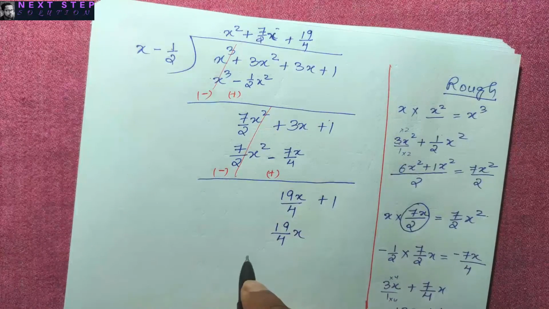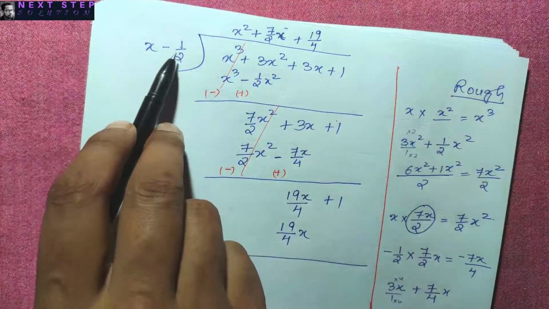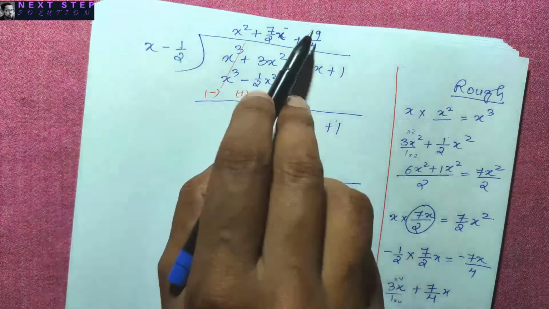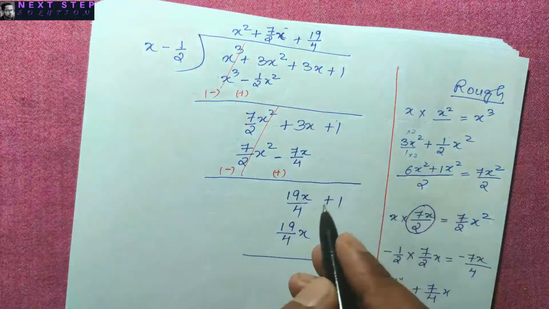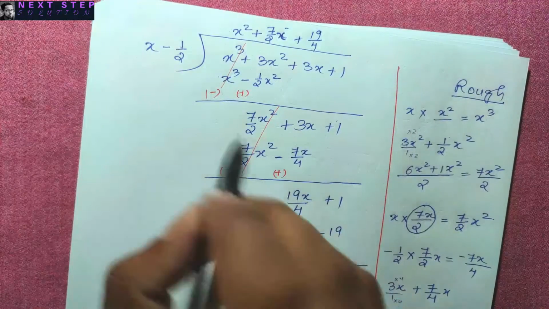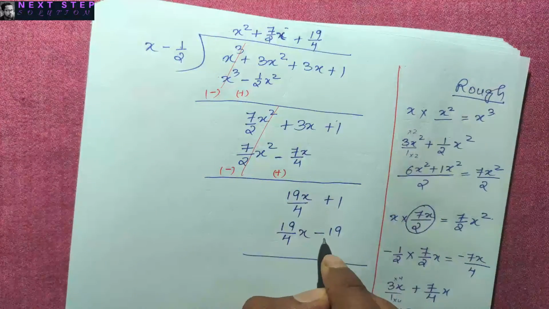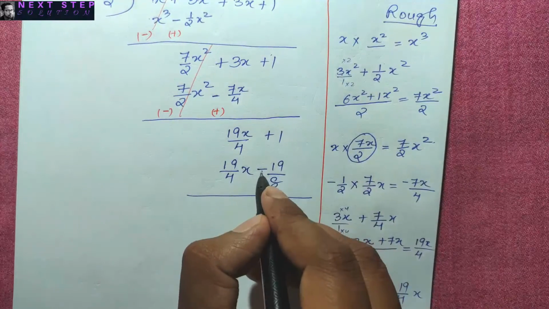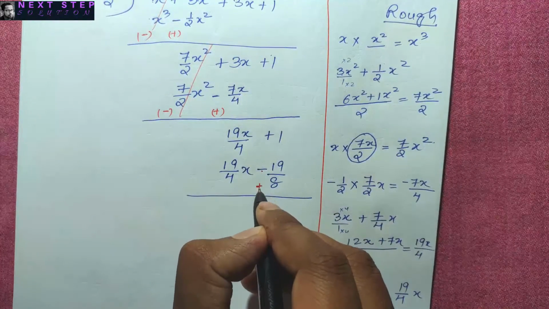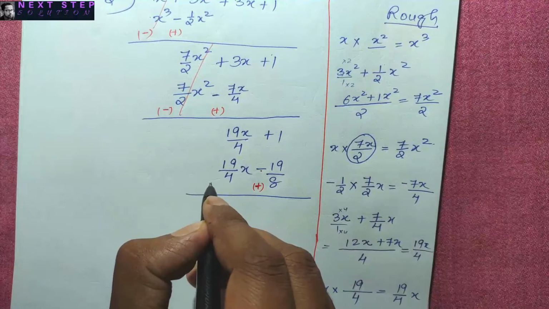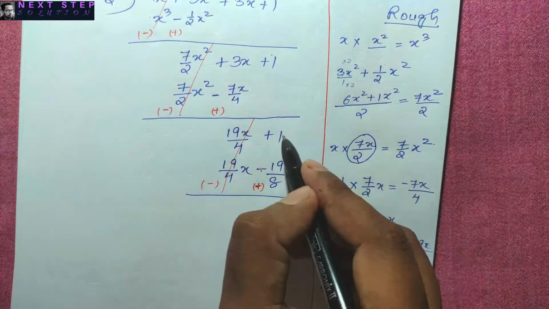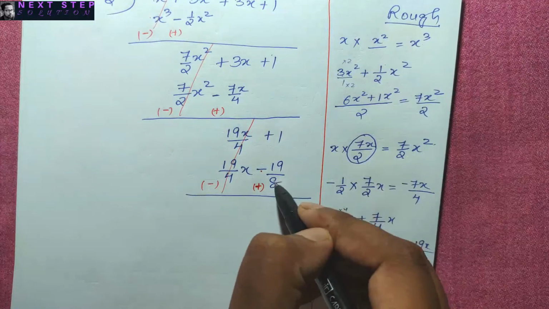But before we subtract, we also need to multiply this with this. So minus 1 by 2, if we multiply with 19, numerator will be multiplied with numerator. Minus 1 into 19 is minus 19, and 2 into 4, 2 4s are 8. Now we change the sign. This minus becomes plus, and this plus becomes minus. 19 by 4 minus 19 by 4 becomes 0, and here we have 1 plus 19 by 8.